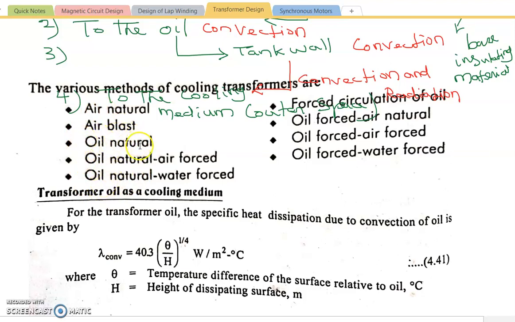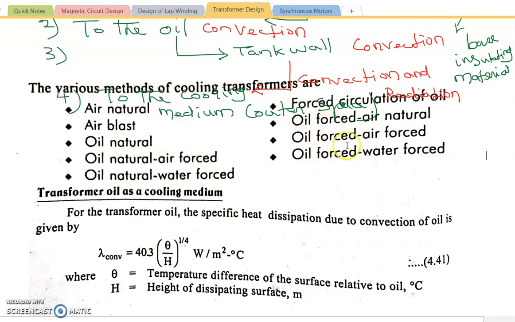This process of circulation of oil in the transformer can be made faster by oil natural air forced cooling. Here air is forced on the transformer, so that heat dissipation can be made faster and more effective. And with the same oil natural, you can force water also, that is water forced oil natural cooling.